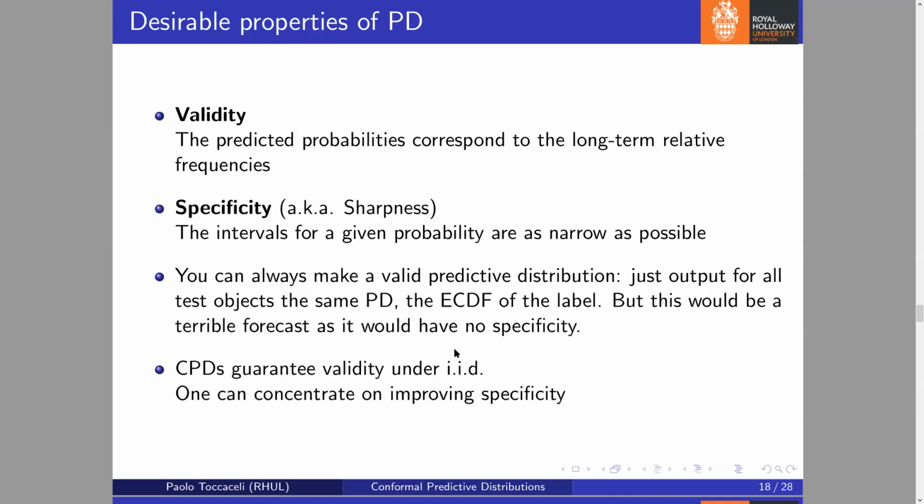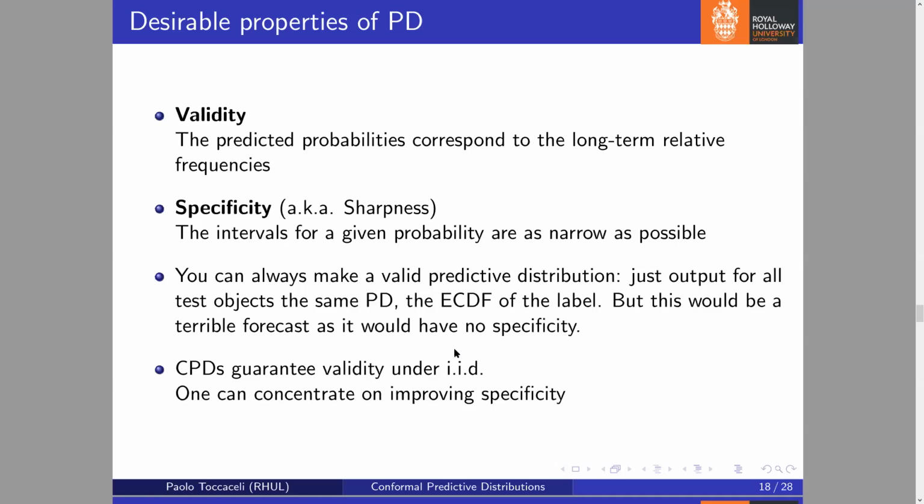Okay, so after looking at an example of predictive distributions, we can talk about what desirable properties predictive distributions, as we define them, should have. One we could refer to as validity or guaranteed coverage. So the predicted probabilities for intervals correspond to long-term relative frequencies. And of course, this is to be toned down by saying that this is within statistical fluctuation. But for conformal predictive distribution, this is assured as long as the IID assumption is verified.